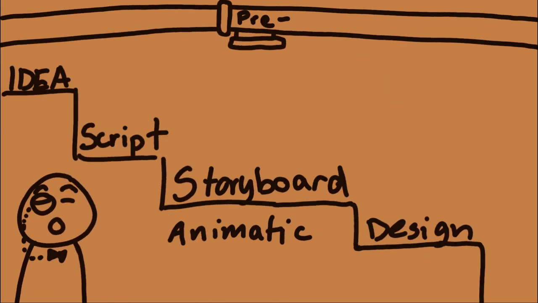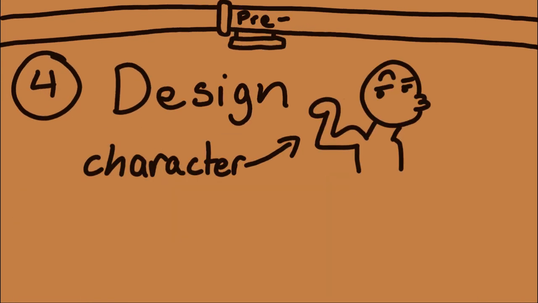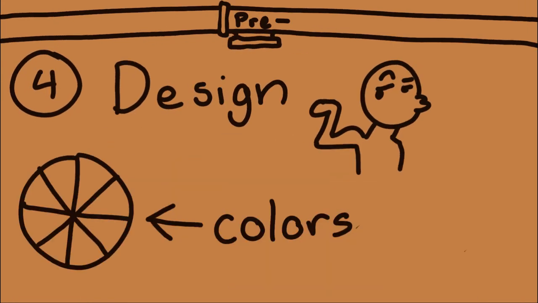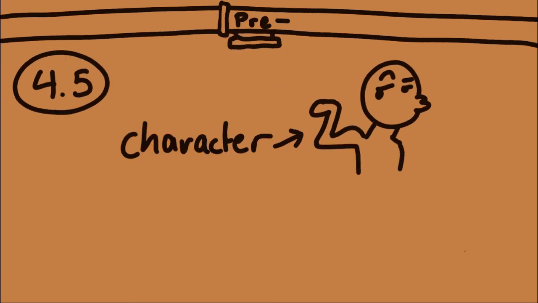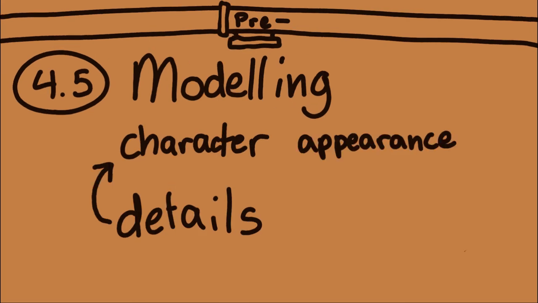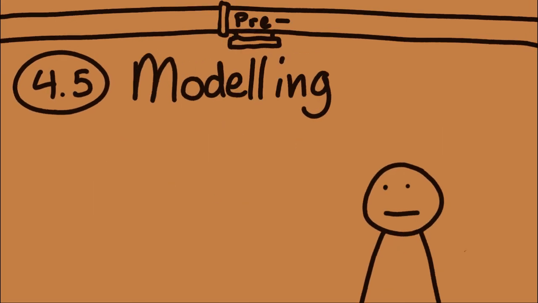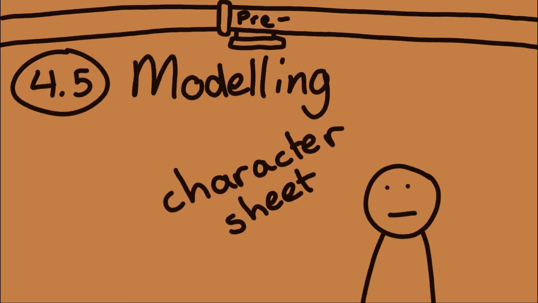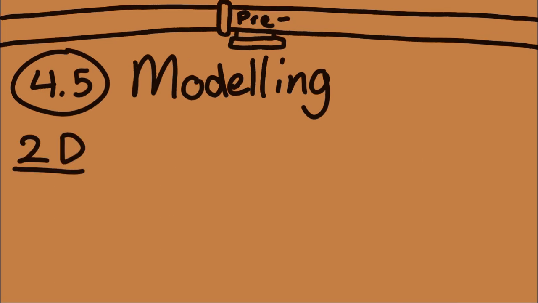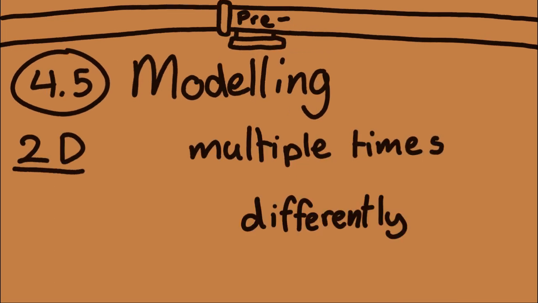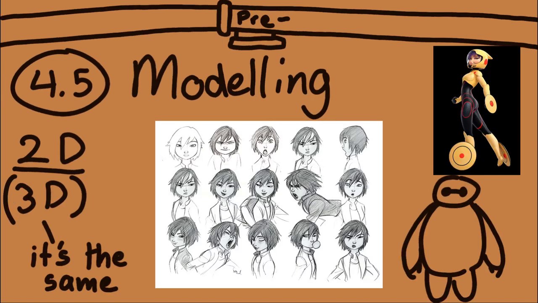Another thing that happens during pre-production is designing and modeling. Designing includes character design, in which model sheets are produced, and color styling, which gives an idea of the overall color palette of the production. Character modeling fleshes out the details of a character's appearance by modeling them in their respective mediums. Characters are typically modeled into character sheets, which are then used as a reference for their character during production. In 2D animation, it's typically done by drawing the character multiple times in different poses or facial expressions. Here's a good example sheet for Gogo Tamago from Big Hero 6.